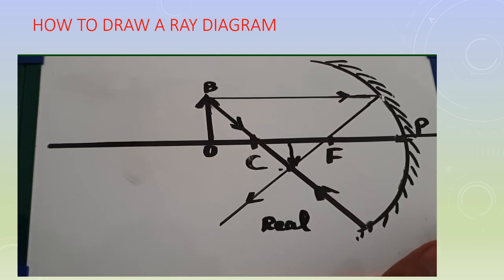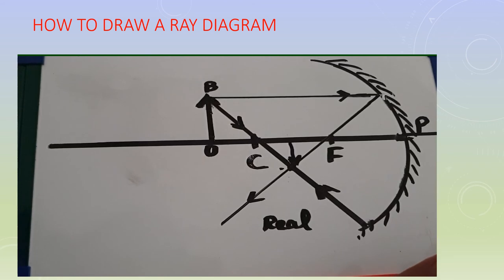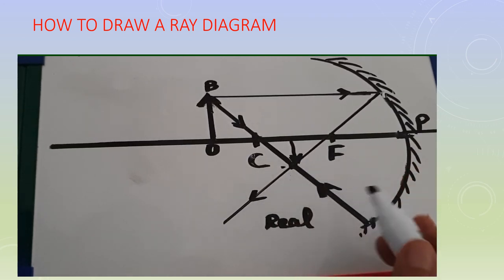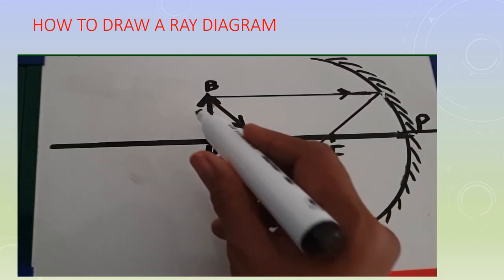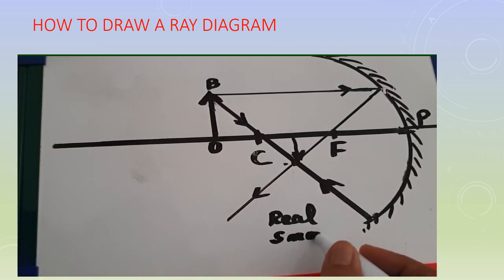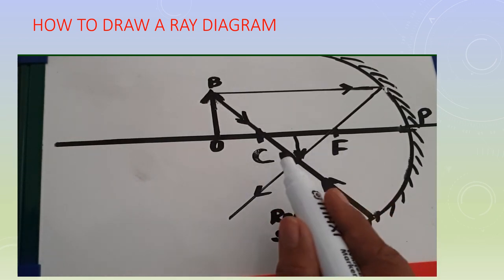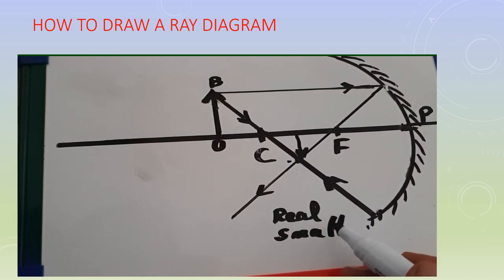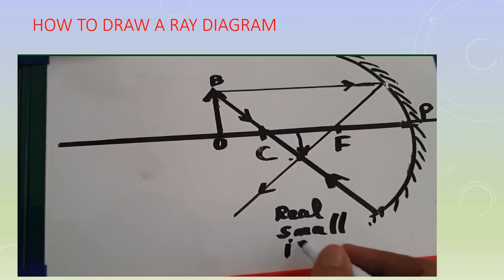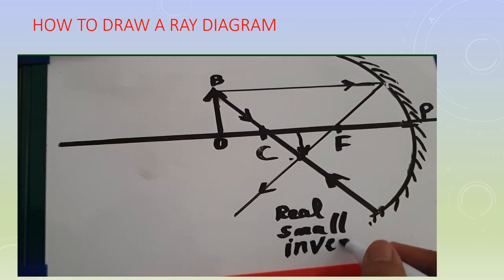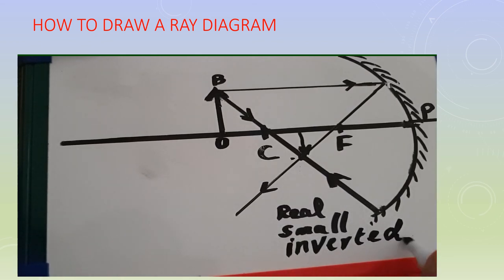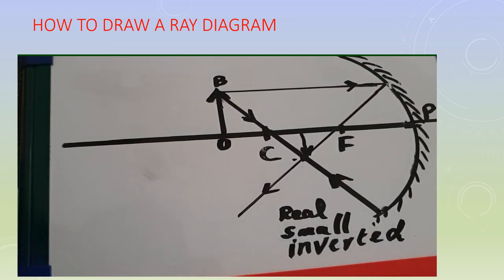We are not thinking that they are acting as if they are coming from some point, or we are not producing them backwards, nothing. Their reflected rays are really meeting here, so the image formed will be real. See, it is smaller than the object. Real, small, then what else? It is forming between C and F, right? Between C and F, real and small, also inverted. I told you, since the point is coming below the principal axis, inverted image we are getting. If the meeting point was above this line, we will get direct image. But here we are getting real, small and inverted image. This is the way we have to draw the ray diagrams.